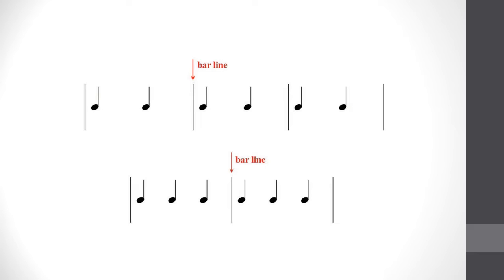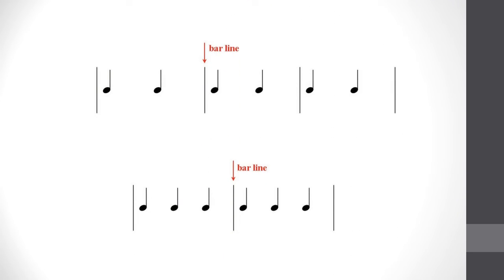We call the space from one bar line to the next a measure. In the first example, there are 3 measures. In the second example, there are 2 measures. What are we measuring? We are measuring time through beats.